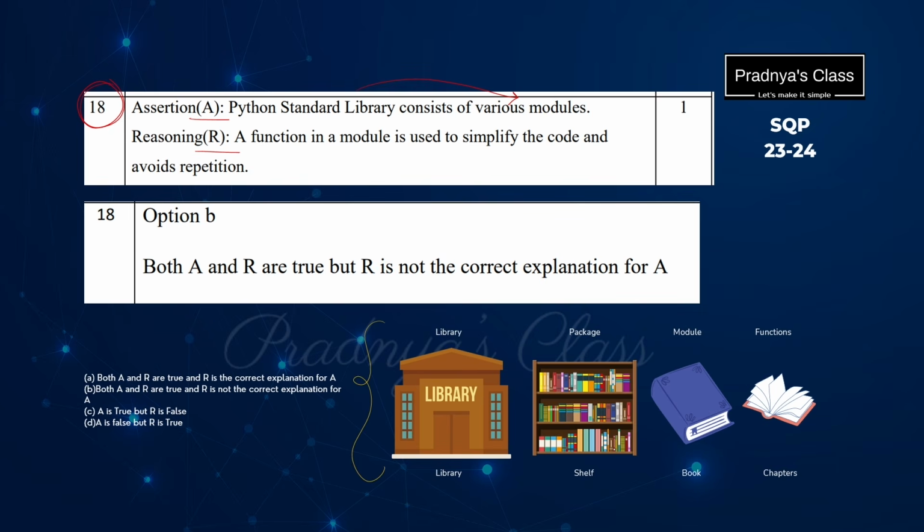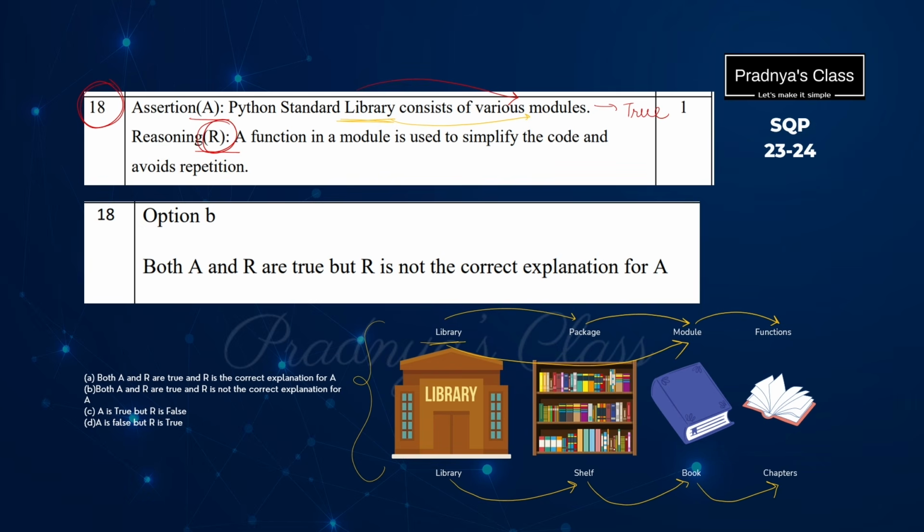In real life, you know a library consists of many shelves. A shelf contains many books and in the books you will have many chapters. Now relate this to modules and packages. A library contains many packages. In packages we have different modules and in the modules we have functions. This is absolutely correct. A library consists of many modules. From this we understood that this statement is true.